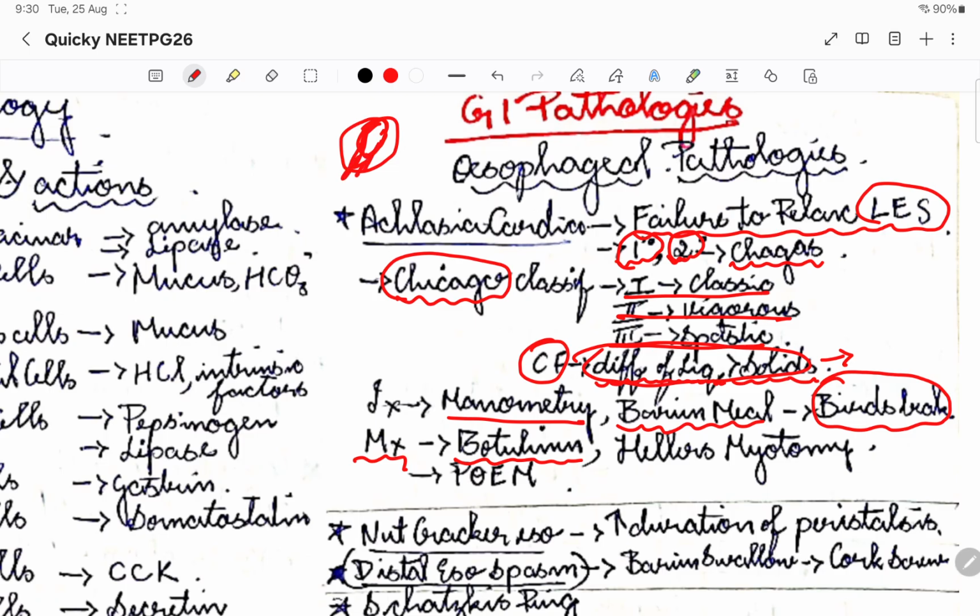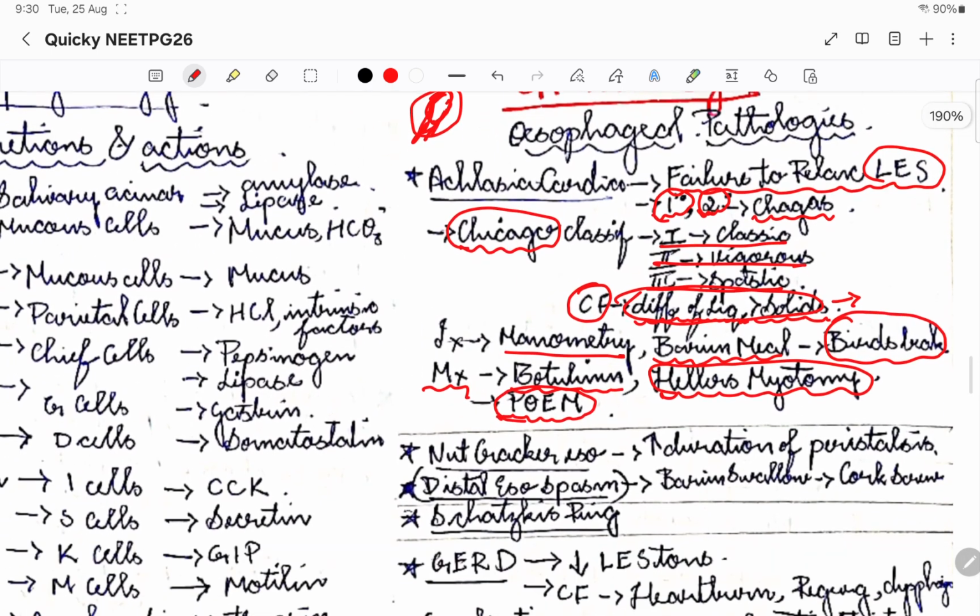Then the specific treatment will be Heller's myotomy, where we basically cut that particular muscle. Then we have also developed something called the POEM procedure. So this is the specific management of achalasia cardia.